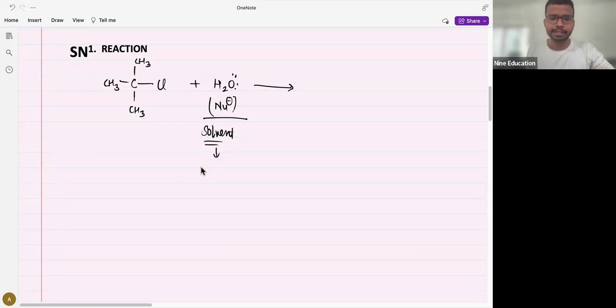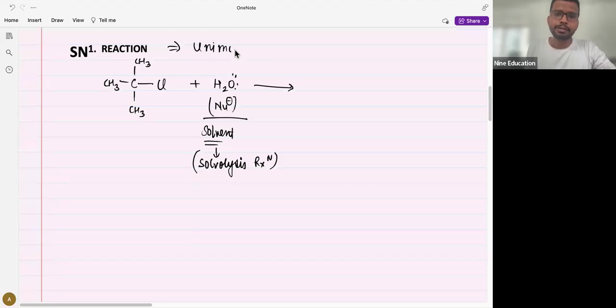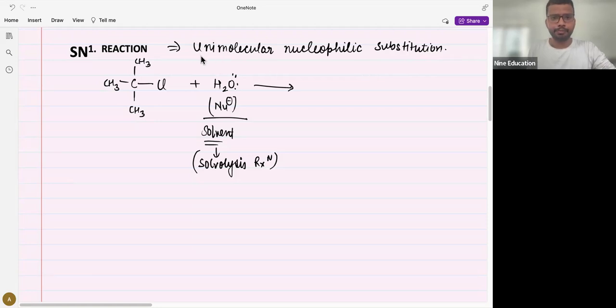Therefore this SN1 reaction is also known as solvolysis reaction, है ना। सॉल्वोलाइसिस कहते हैं। SN1 का फुल फॉर्म आपको पता है, यूनिमोलिकुलर न्यूक्लियोफिलिक सब्स्टिट्यूशन, unimolecular nucleophilic substitution. It is unimolecular, है ना? तो अगर न्यूक्लियोफाइल, what this nucleophile, it is a polar solvent बेटा. This water is a polar solvent.